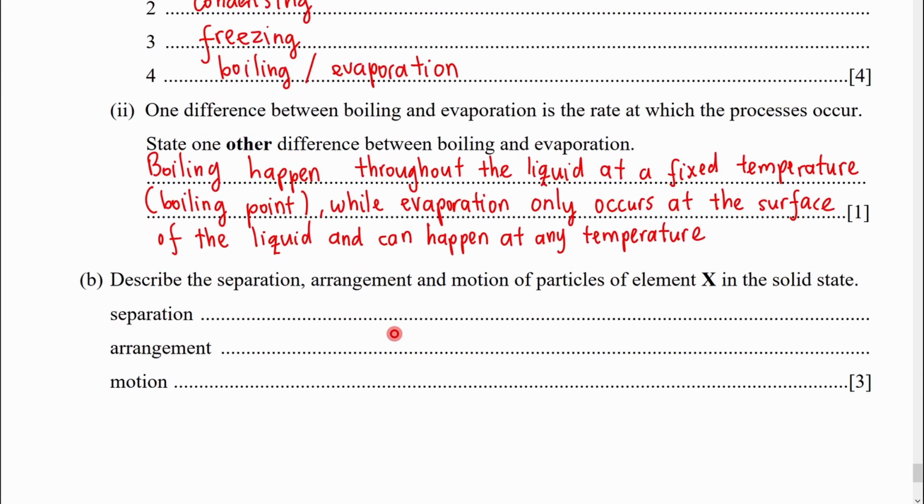Next, describe the separation, arrangement, and motion of particles of element X in the solid state. So how is the separation? That means the distance between particles in a solid state. How? They are very close to each other, right? You can say close to each other. While the arrangement is in a straight and regular arrangement. Okay, straight or regular arrangement. Then how is the motion? The motion, it can only vibrate, right? So you can say vibrate in fixed position.